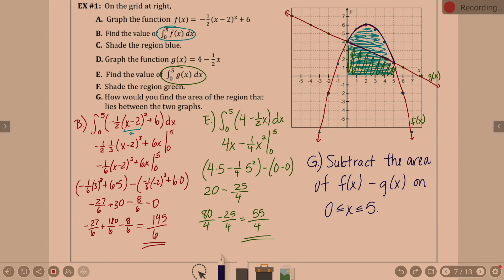So we've already done the math, really. We just said we're going to subtract the area of f of x minus g of x on the interval from 0 to 5, right? So we're taking this minus this. Good news is we already have those values, don't we? Okay, we already have those values.